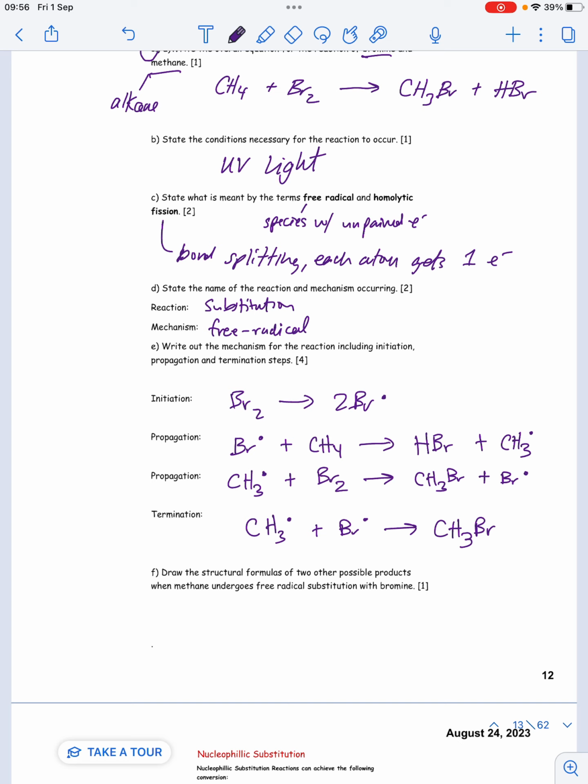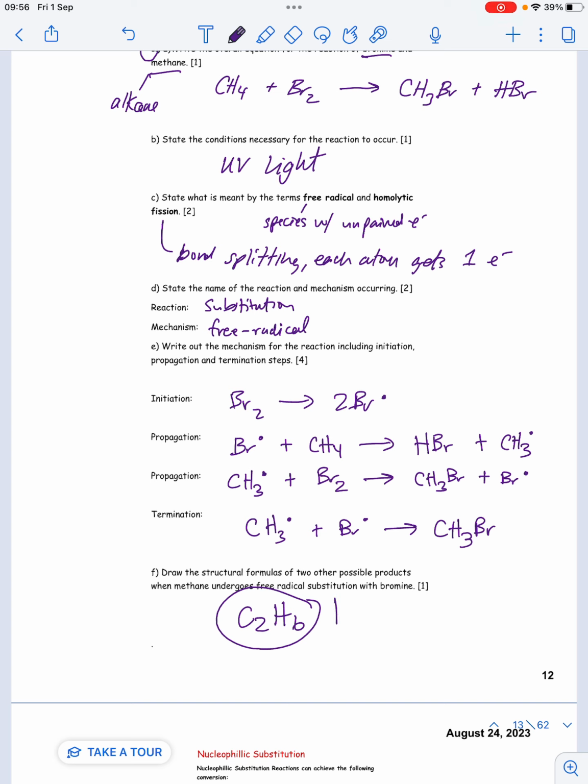Now, there are other possible termination steps. So for example, 2 of the CH3 radicals could collide. So draw the structural formulas of 2 other possible products. Well, this is another possible product because the 2 CH3 radicals that are in the container could collide and create ethane. So that's another possible product.